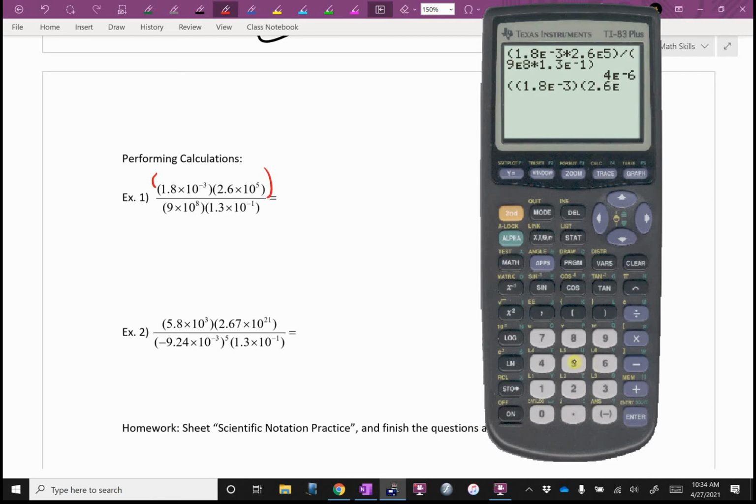Scientific notation, 5. Close that off, close off the top, divided by, double bracket, 9. Scientific notation, 8. Close that off, open up a bracket, 1.3. Scientific notation, -1. Close that off, close that off. I get the same answer, but look up which of those is easier to read. I think the first one.